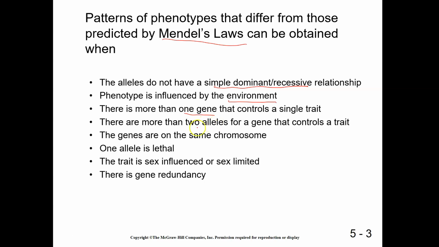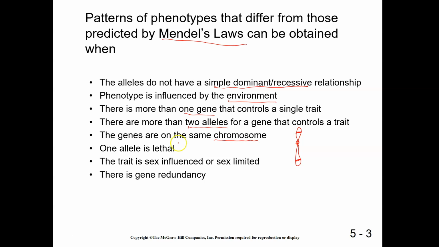Sometimes there are more than two alleles for a given gene that controls a trait. So think about Labrador retrievers. You have black labs, chocolate labs, and yellow labs. It's all fur color, but there are multiple alleles that give rise to the color of the fur. And also there are genes sometimes on the same chromosome. If you look at a single chromosome, you might have a gene here and a gene here. What are the odds that they influence one another?